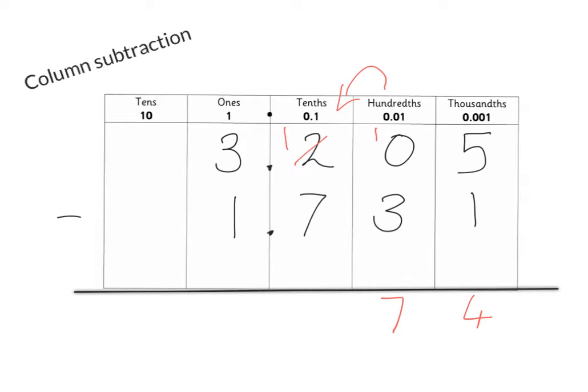1 take away 7, need to borrow again. So I'm going to go over to this column this time, in the ones column. Cross that out, change that to a 2. I'm just borrowing a 1. Then moving that 1 here. So now I've got 11 tenths. 11 subtract 7 is 4. Decimal point, 2 take away 1 is 1. Answer 1.474. Well done if you got that one correct.